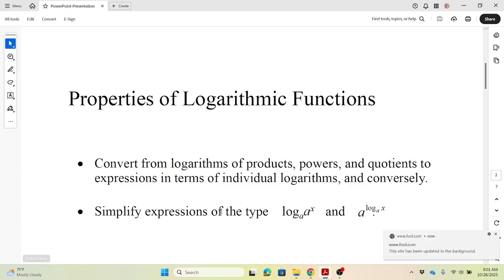And we try to simplify this type of expression, log base a to the power x. You can see that both of them have the same base, and a to the power log base a, once again, is an exponential function and a log function with the same base. They are coming together. We try to simplify this.